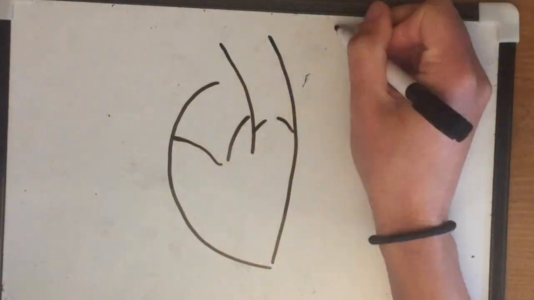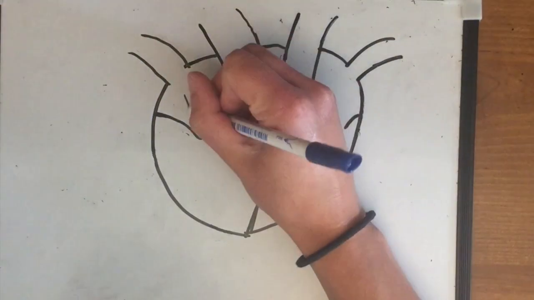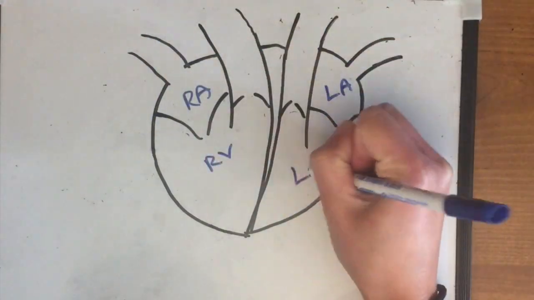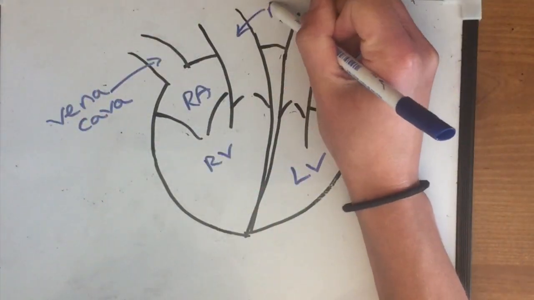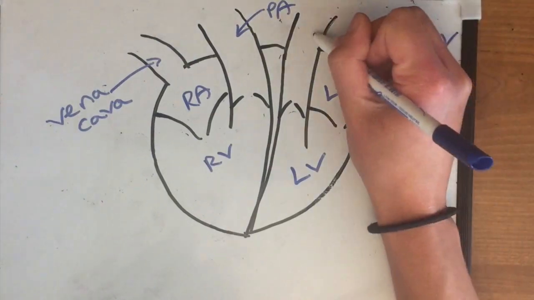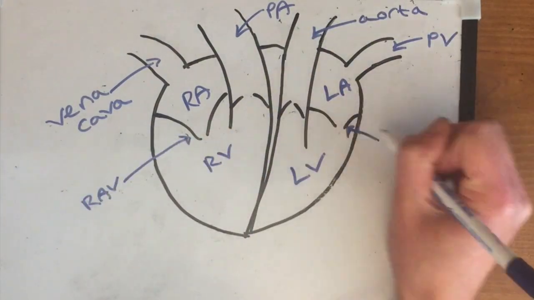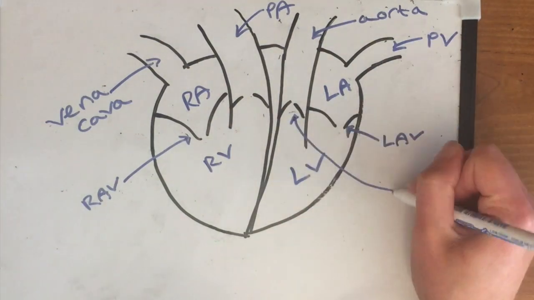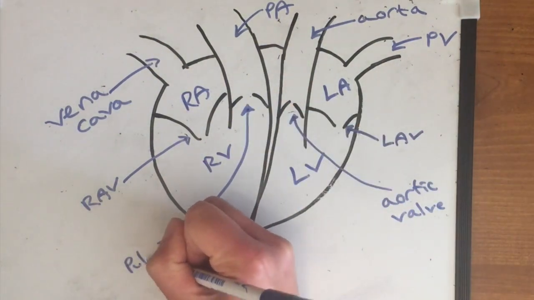Here is a very basic diagram of the heart, showing the right atrium, right ventricle, left atrium, left ventricle, vena cava, pulmonary artery, pulmonary vein, and aorta. It also shows the tricuspid valve, mitral valve, aortic valve, and pulmonary valve.